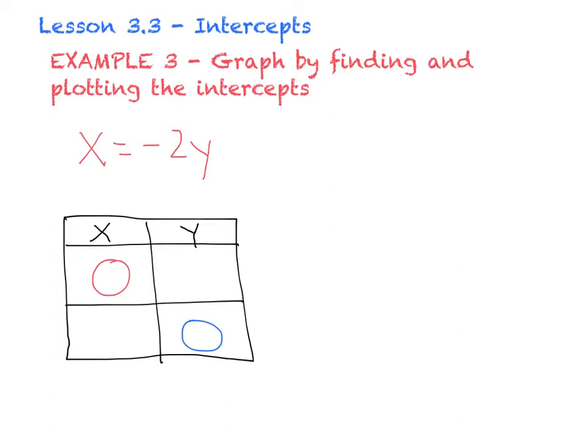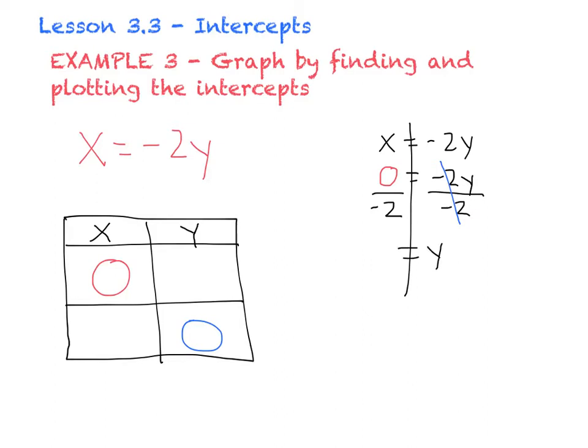So let's begin. On our first one, we've got x equals negative 2y. So we're going to substitute in 0 for x, so put a 0 here, equals negative 2y. This is a multiplication problem, so the inverse operation is division. We'll divide both sides by negative 2. These negative 2's cancel out. We're left with y equals 0 divided by negative 2 is 0.